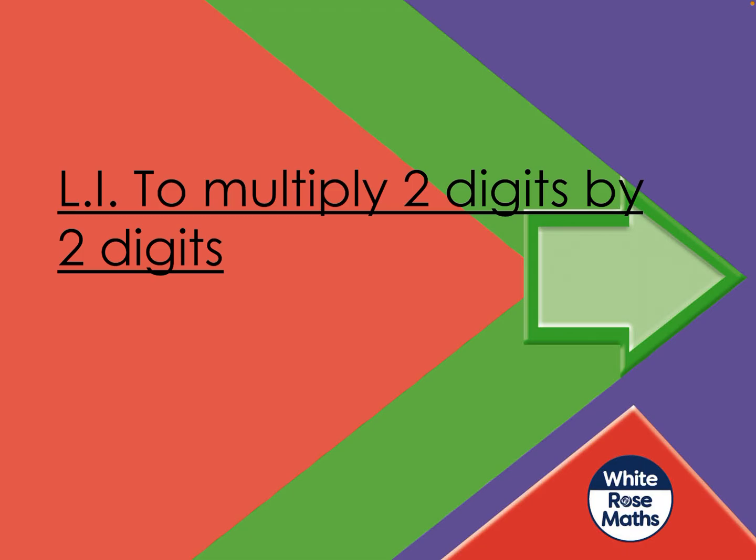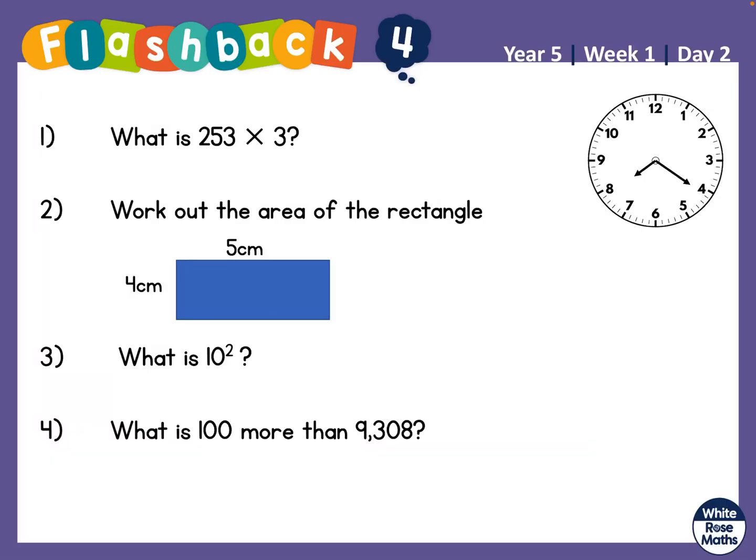Hi everybody, we're going to further our maths learning today and we're going to look at multiplying two digits by two digits. But first we're going to start off with a flashback 4. What I want you to do, work through these as quickly as you can. When you're ready, unpause the video and we'll go through the answers.